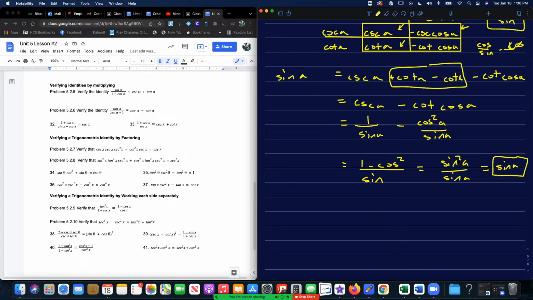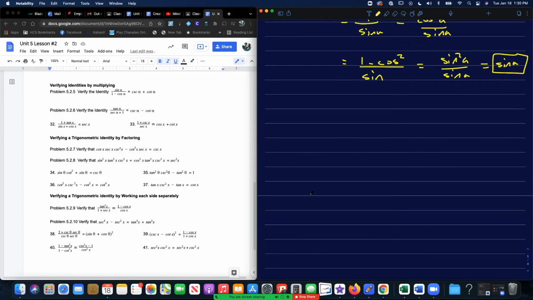And multiplying out to get rid of the denominator is definitely a viable option here. For that last one, I'm actually not even going to mess with the other side. I just want to give you a different way to do it. So we're on problem 526, and I'm only going to mess with the left side. I'm actually going to multiply by the conjugate. So if you have secant of alpha plus 1, secant of alpha minus 1 will be your conjugate there.